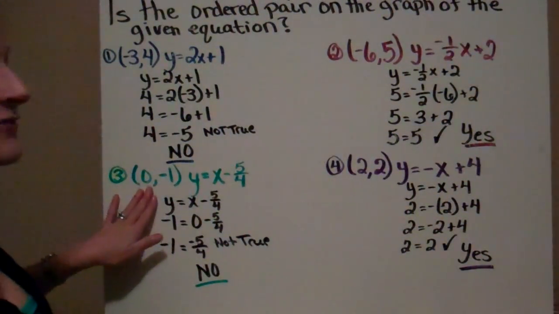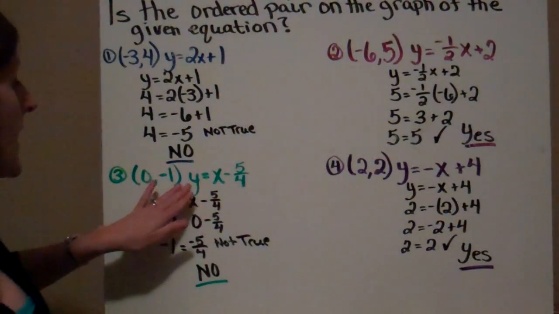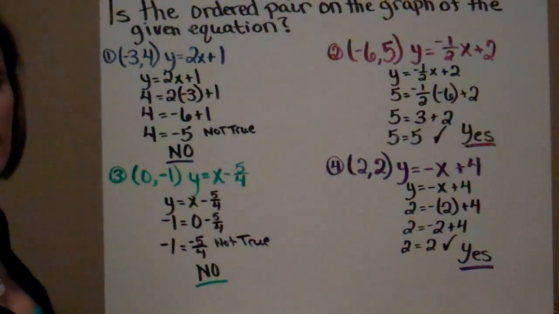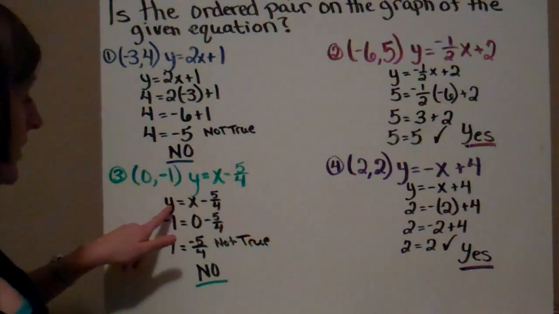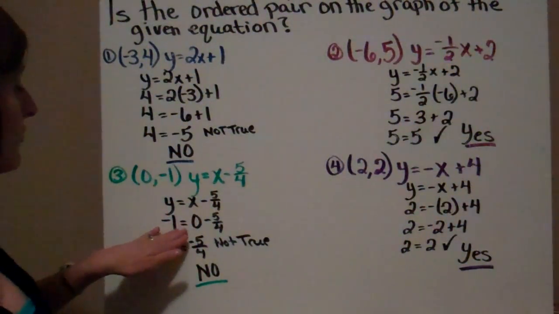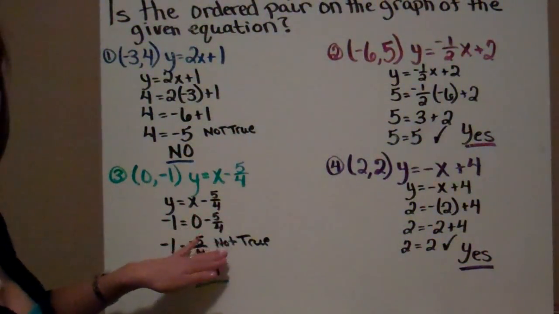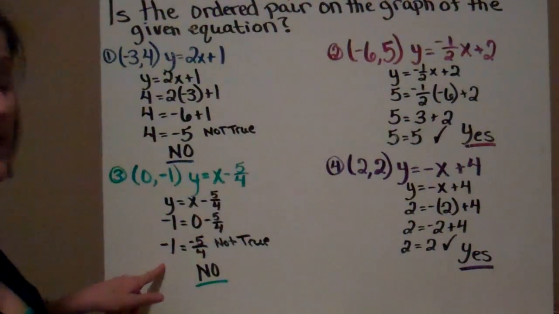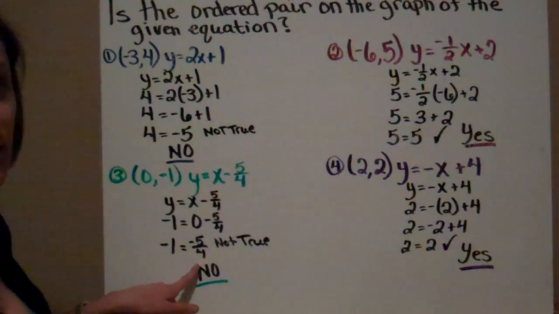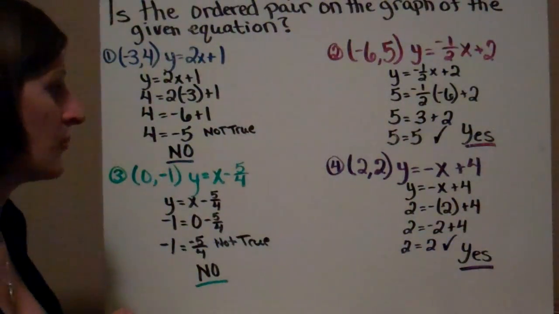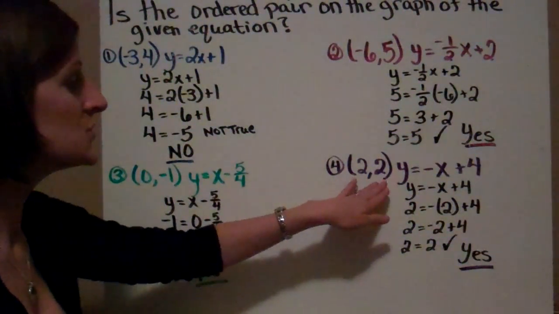This third one, I had the point (0, -1) and the equation y equals x minus 5/4. Now you plug in -1 for y and 0 for x, and you get -1 equals 0 minus 5/4. Now, you know 0 minus 5/4 is just -5/4. And -1 and -5/4 do not equal each other. It's not true. So this point does not lie on the equation line. The answer is no.